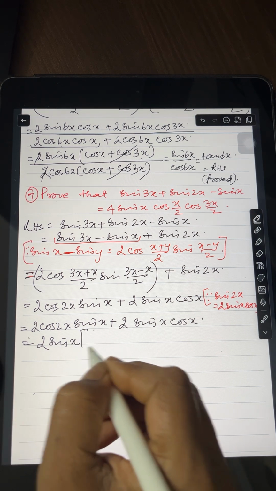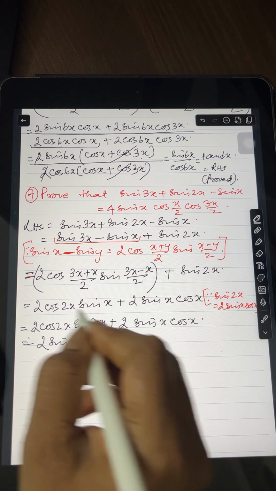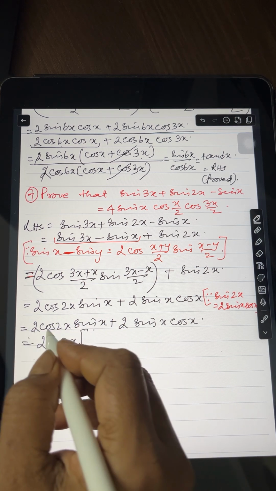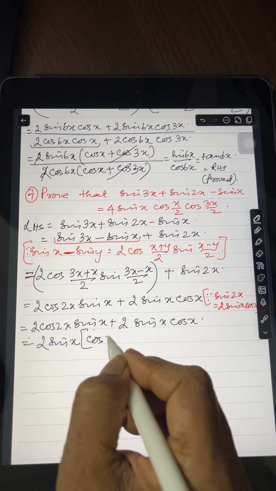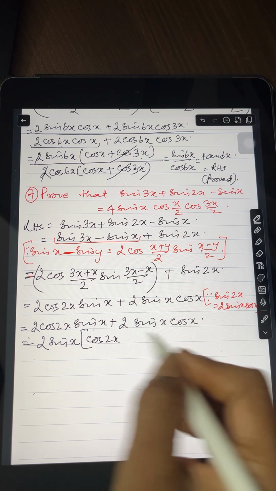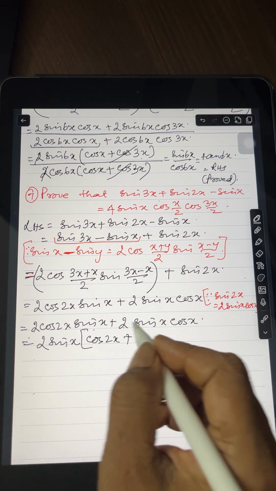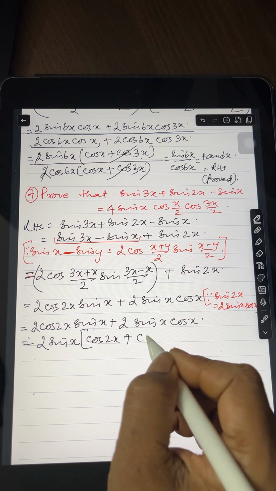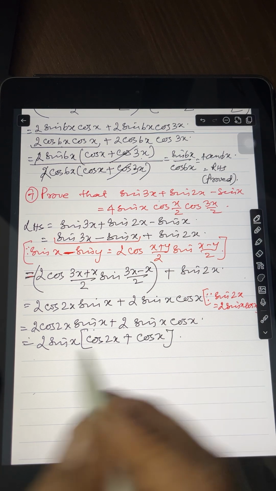Okay. Now what is remaining? Cos 2x in this term. So cos 2x I can write. And in this term, there is plus here. You can write plus. And in this term, what is remaining? Cos x is remaining. Okay.